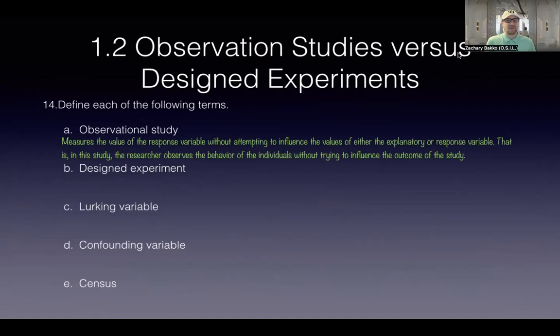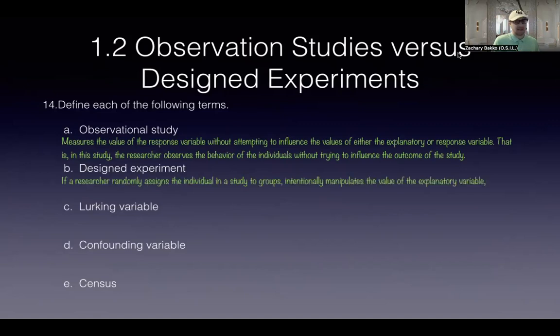That is, in this study, the researcher observes the behavior of the individuals without trying to influence the outcome of the study. So an observational study example might be, I'm just going to take whatever your homework scores were, and we're just going to compare that each time you do homework, okay? I am not influencing the amount of homework you do. I'm not influencing how you answer those. I'm just recording that data, okay? That'd be an observational study.